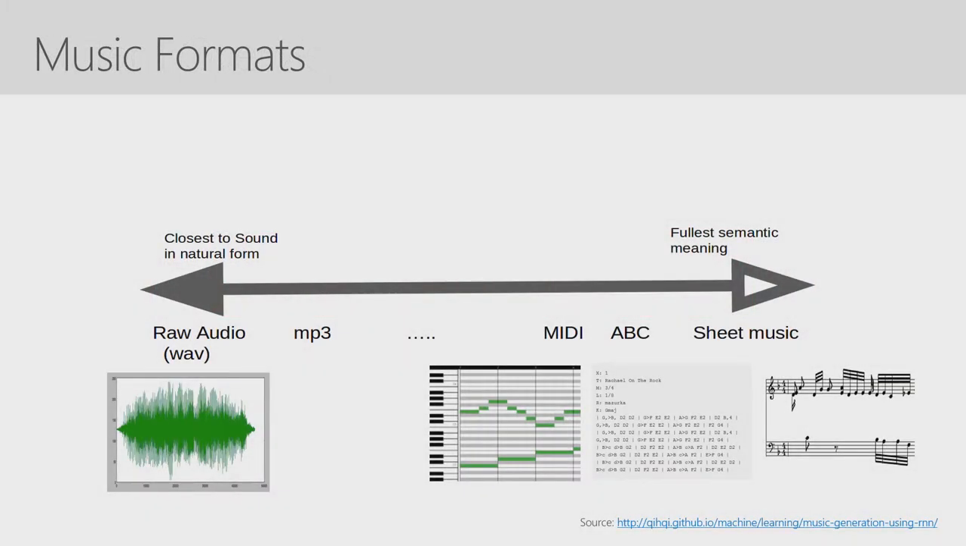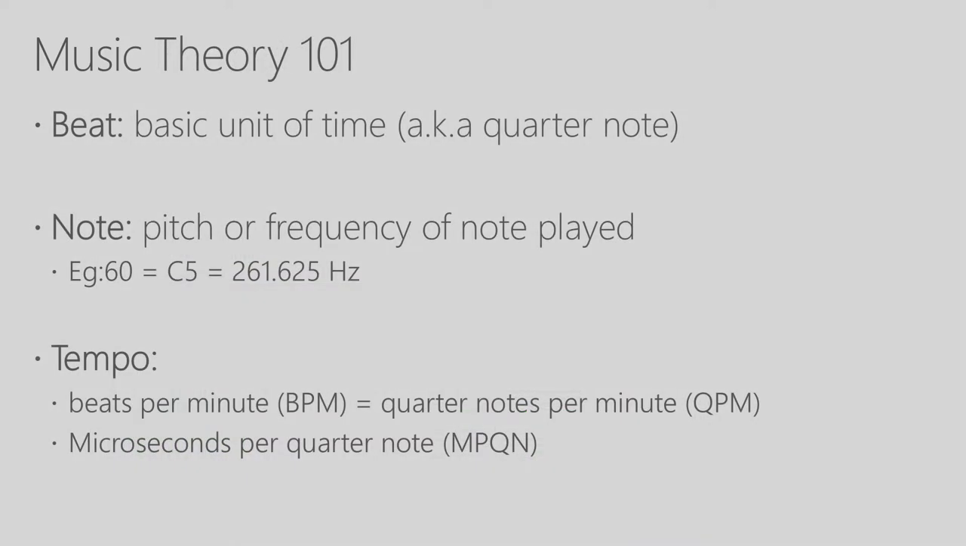Okay. So just a little background. There are a lot of music formats out there. On the left hand of the spectrum, you have WAV, MP3, which are heavier formats and contain a lot more raw audio sound. Whereas on the right side, you have more semantic information like MIDI, ABC, and sheet music that don't contain the sound itself. So what we are going to be working with is MIDI, which is semantic music information.